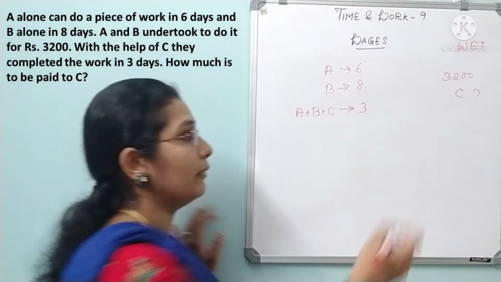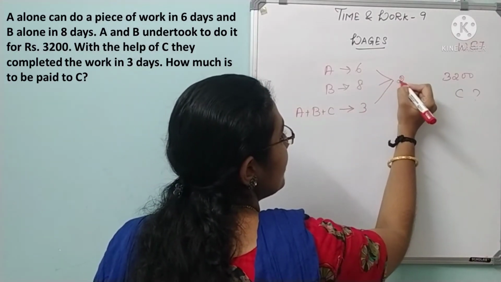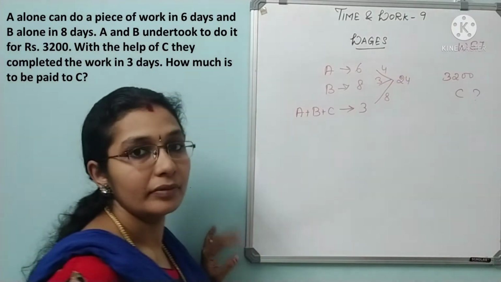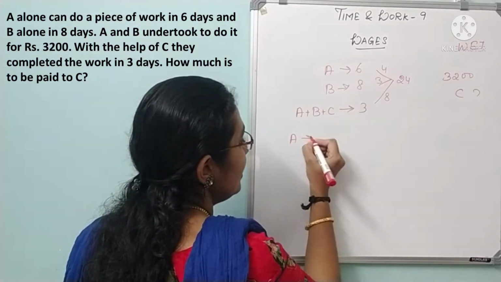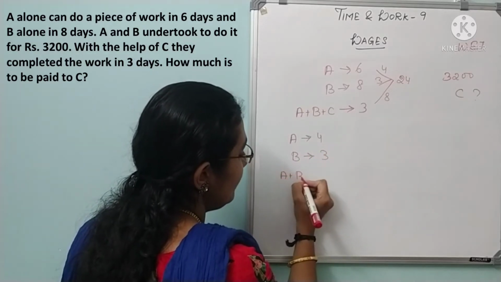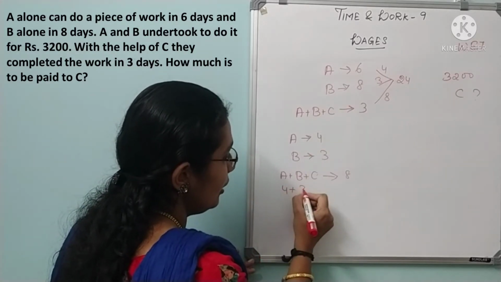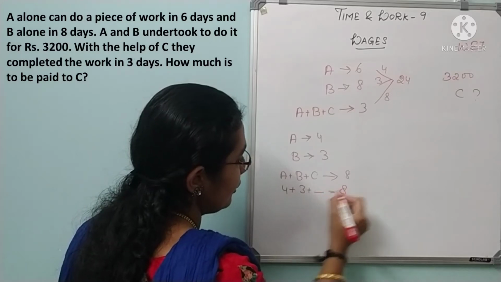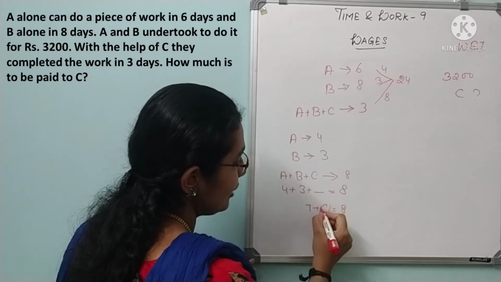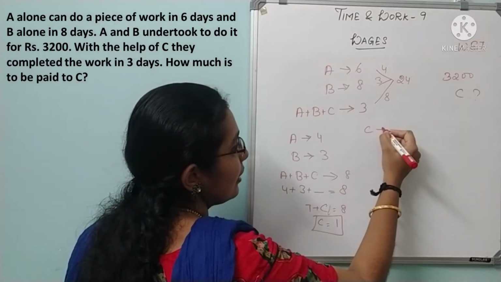Find the total work first. So total work is the LCM of all these, which is 24. So 6 4s are 24, 8 3s are 24, 3 8s are 24. Yes? So A's individual efficiency is 4, B's individual efficiency is 3. A plus B plus C's efficiency is 8. So substitute here: 4 plus 3 plus C is equal to 8. So 4 plus 3 is 7. 7 plus C is equal to 8, so C is equal to 8 minus 7, which is 1. So C's individual efficiency is 1.